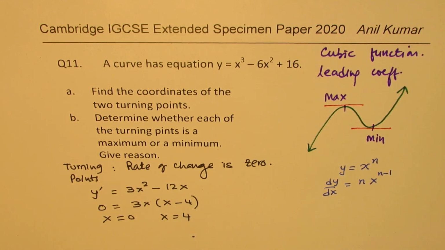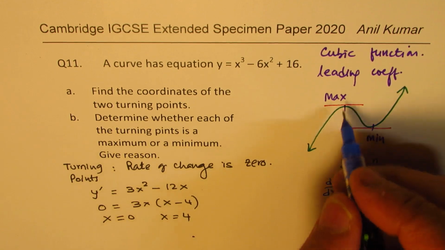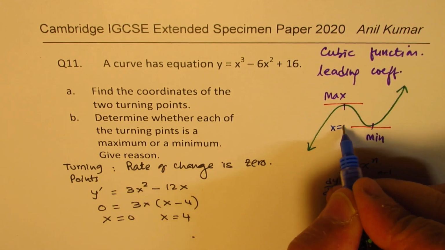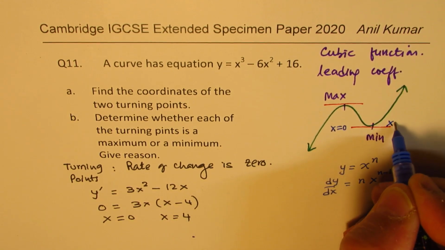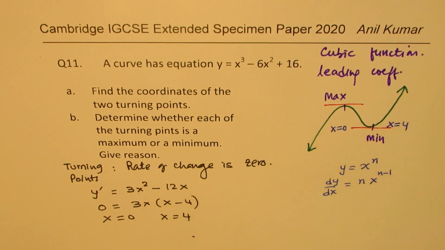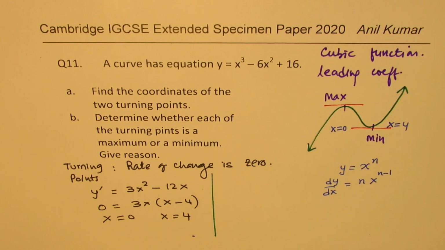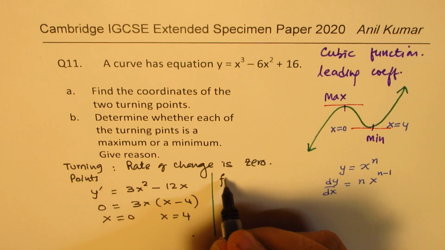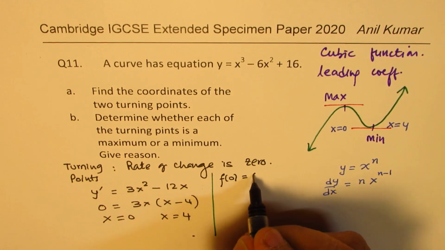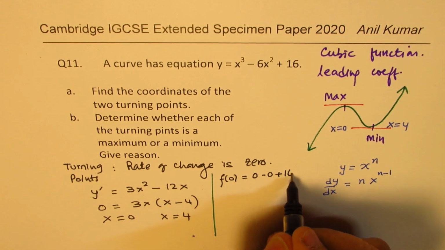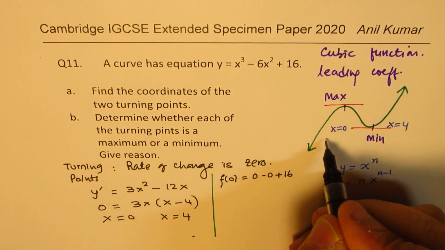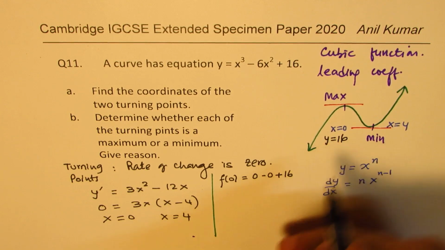So we get these two answers, right? This point is for x equals 0, and this point is when x is equal to 4. Perfect. Now, to get the y value, let's substitute the values here. If I write f of 0, that will give me 0 minus 0 plus 16. So for the first point, the y value will be 16.